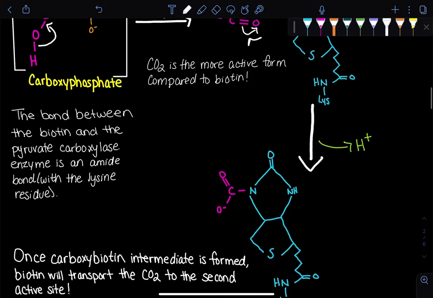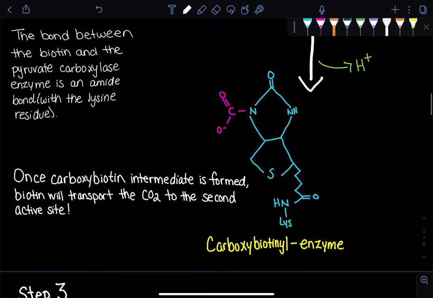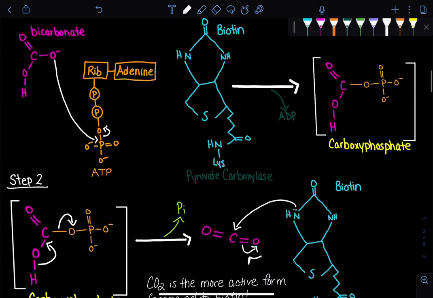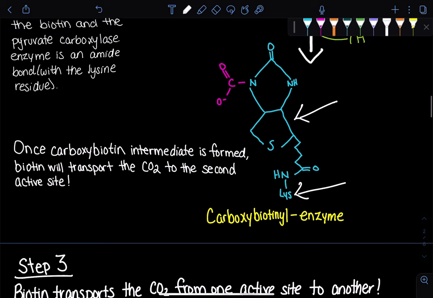So going back down here. Now that we've had this carbon, the CO2, it's now attached to the biotin. We get this intermediate known as the carboxybiotinyl enzyme intermediate. So remember, this biotin is bound to the lysine on pyruvate carboxylase.